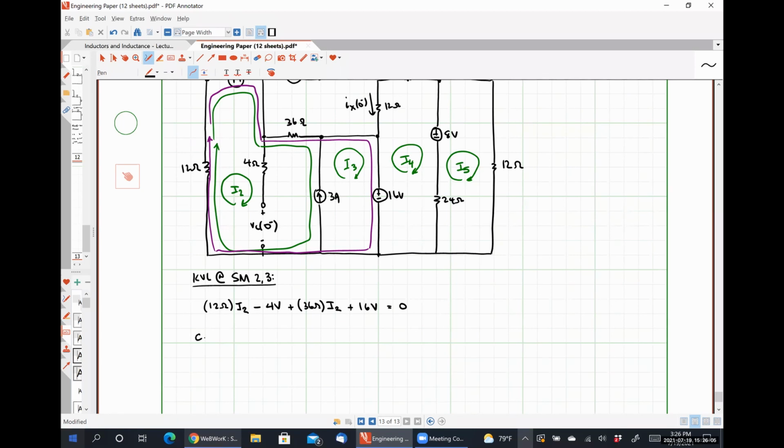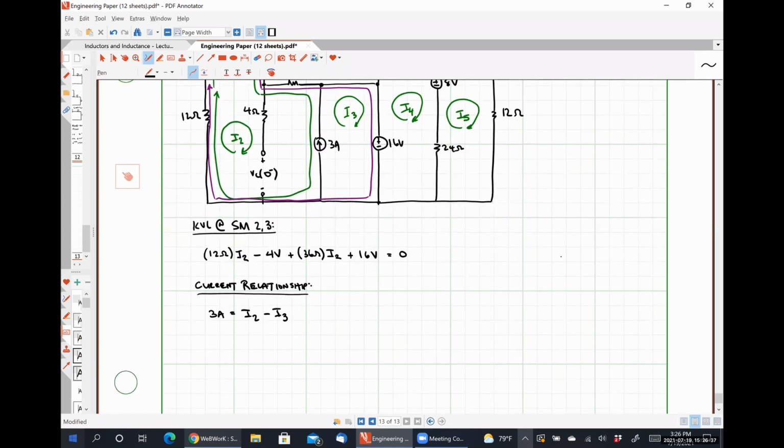While I'm thinking about my super mesh, I want to go ahead and do my current relationship. So that would be that 3 amps is equal to I2 minus I3. We all on board with that? Yes, sir. All right. Now I will do my Kirchhoff's voltage law equations for my non-super meshes.